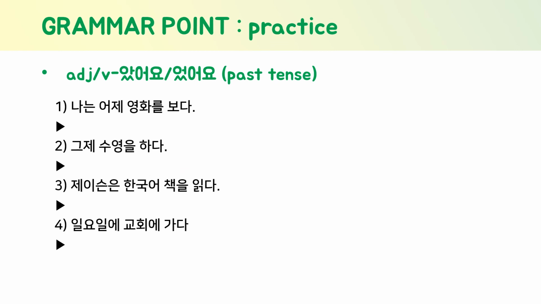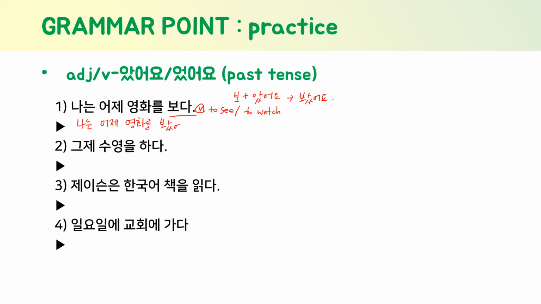Okay, so let's practice here. Find the verb and change it to the past tense. Number 1, 나는 어제 영화를 보다. What's the verb here? The verb here is 보다, which means to see or to watch. 보다, 보았어요, becomes 봤어요. So it becomes 나는 어제 영화를 봤어요.